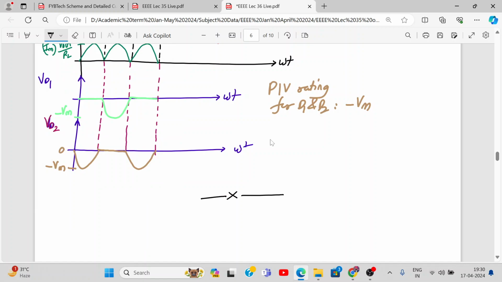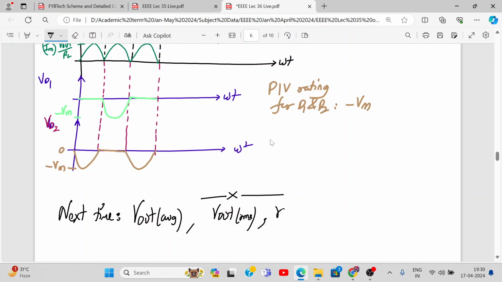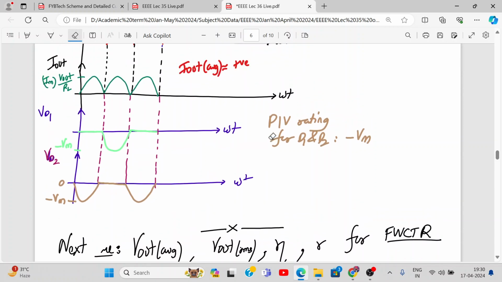So we'll end here, and next time, that is tomorrow, we'll cover the expressions of V out average, V out RMS, and rectification efficiency for the full wave center tap rectifier. So this will be covered in the next lecture.